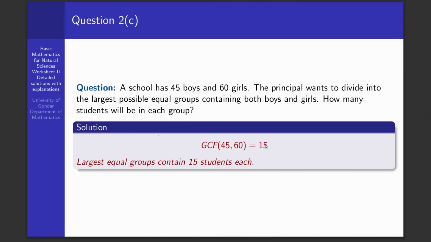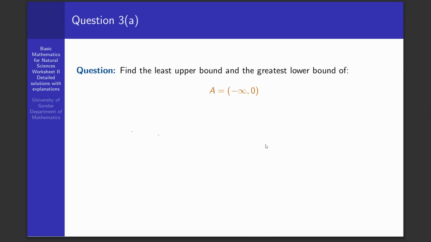So the next one is question number 3, which is about the upper bound and lower bound of a given set or interval. We are asked to find the least upper bound and the greatest lower bound of this interval. This is an open interval which starts from 0 and goes to negative infinity.